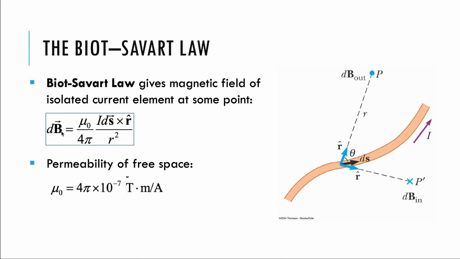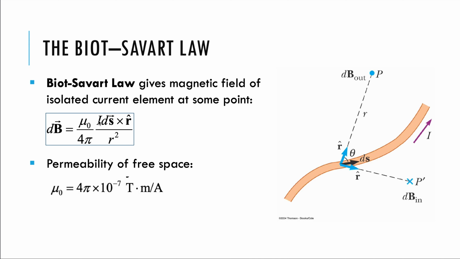It says dB, and this is the magnetic field created by that current element, is equal to mu naught. Mu naught is a constant. It's called the permeability of free space. It's given by 4 pi times 10 to the negative 7 Teslas times meters over amps. So mu naught divided by 4 pi, then I ds cross r hat over r squared.